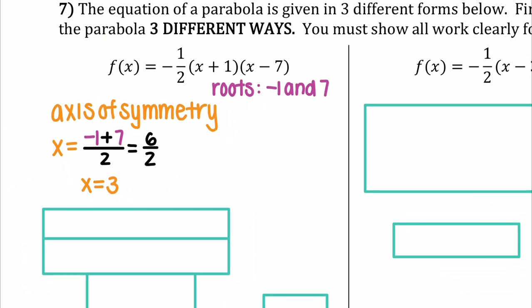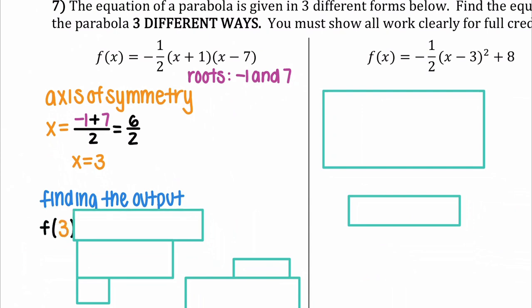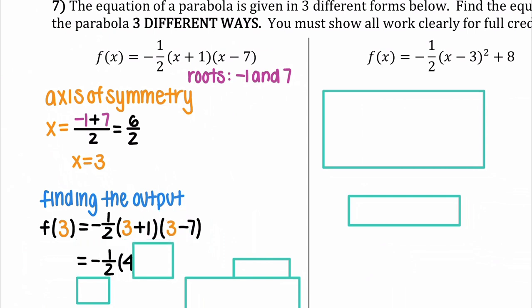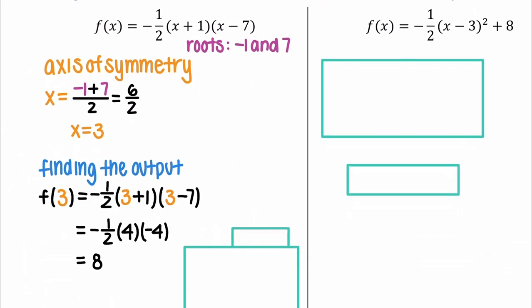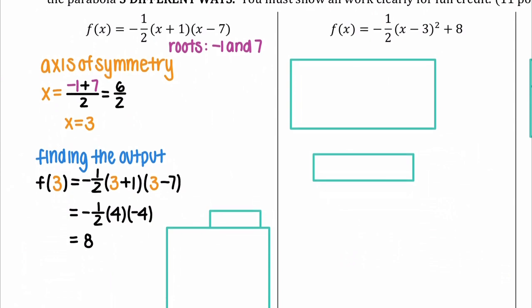So this is what we know at this point. And so then from here, we're going to find the y value, or the output of the vertex. We're going to do that by substituting x equals 3 everywhere we see x, so f of 3. That gives us -½ times (3 plus 1) times (3 minus 7), or in other words, -½ times 4 times -4, and that gives us 8. So that tells us that our vertex is going to be (3, 8).